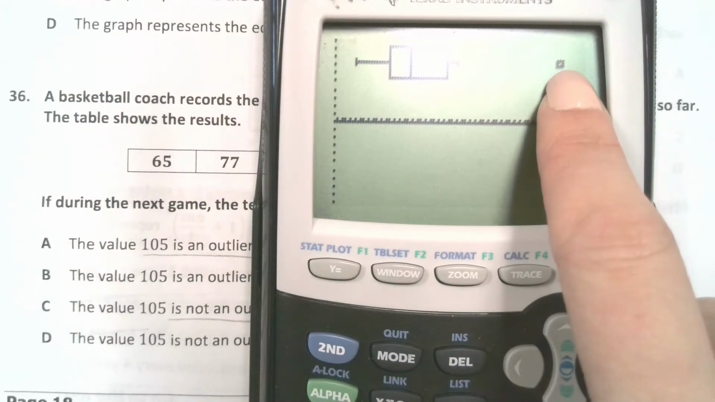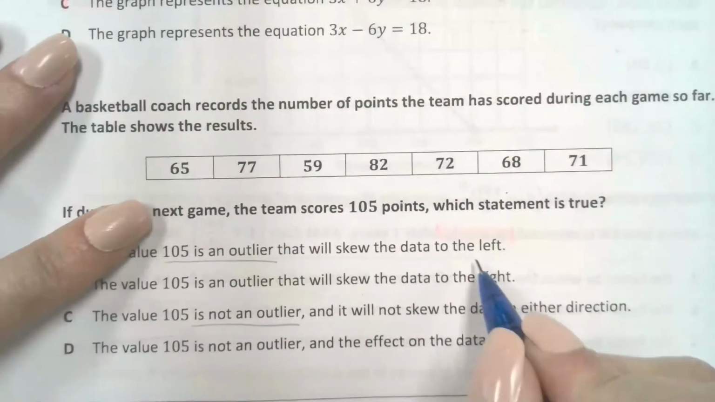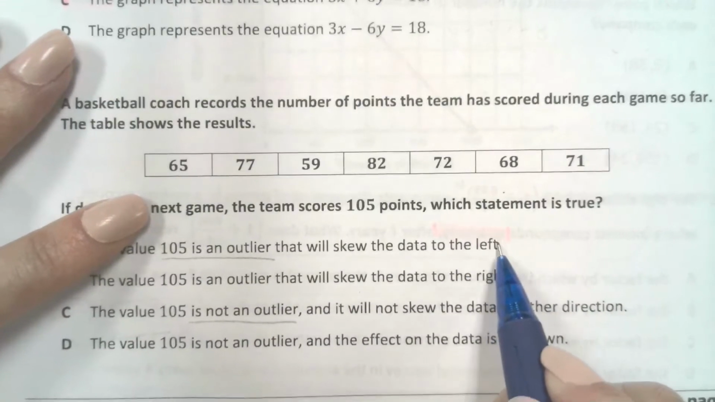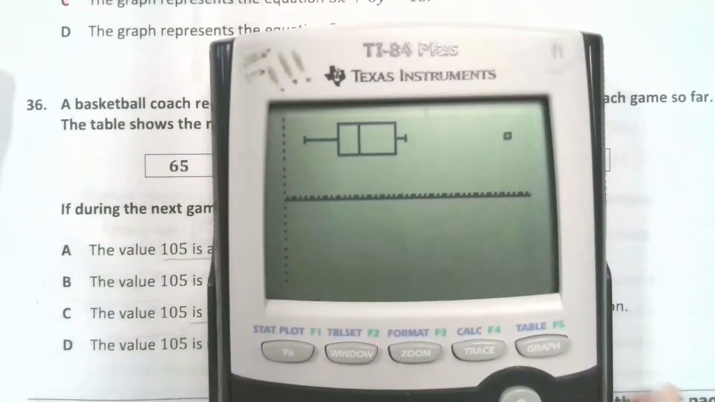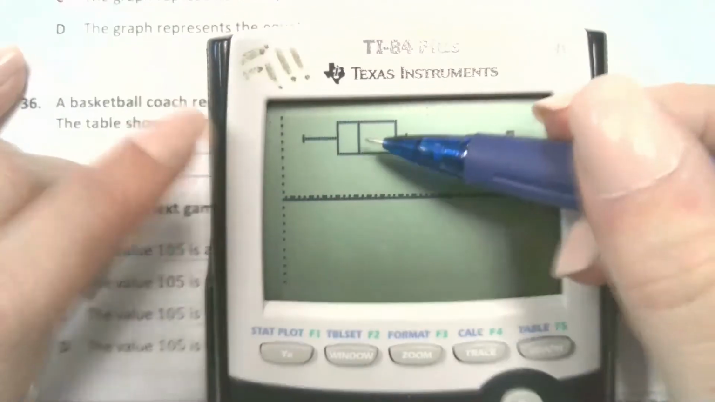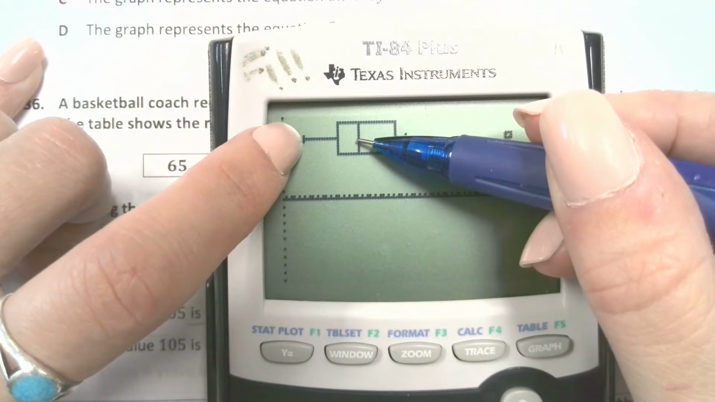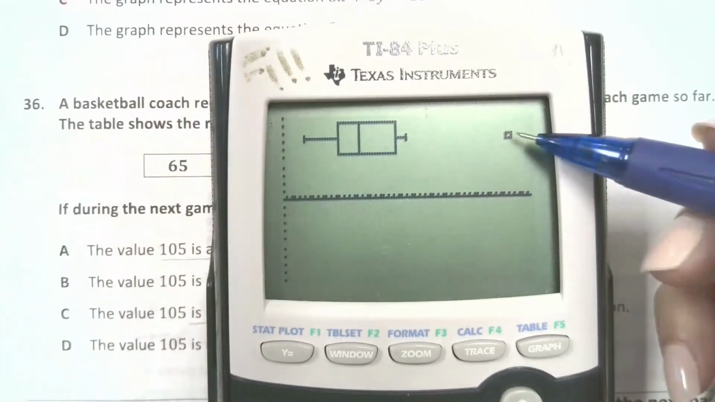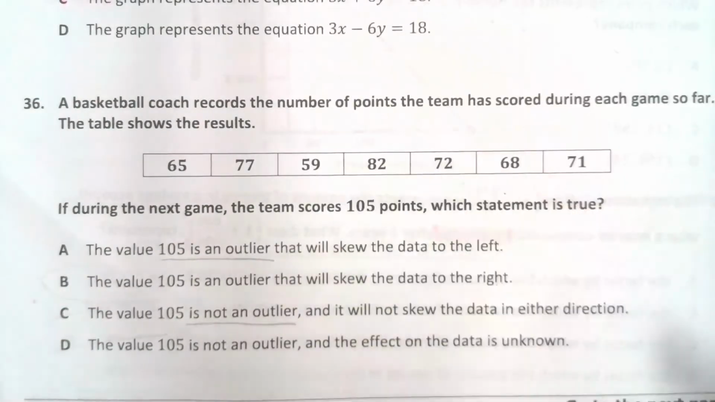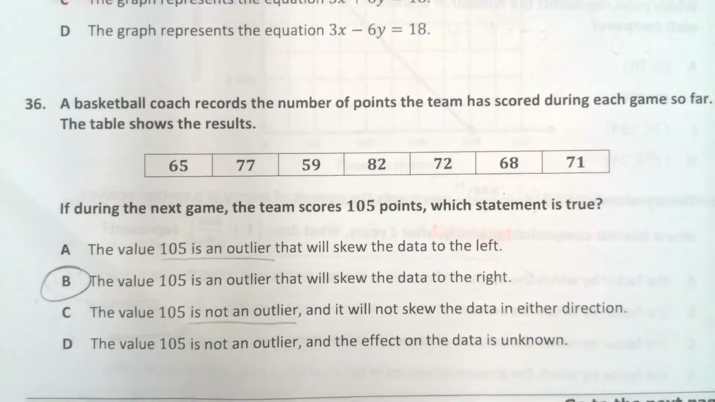It's either A or it's B. It's an outlier, and then we just have to tell, is the data skewed to the left or to the right? Which half is longer from the median? Is this half bigger or is this half bigger? Well, 105 is on the right. So the data is skewed to the right.